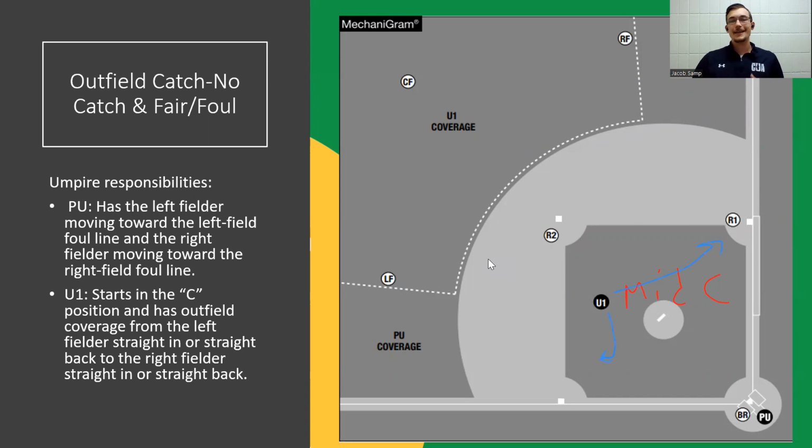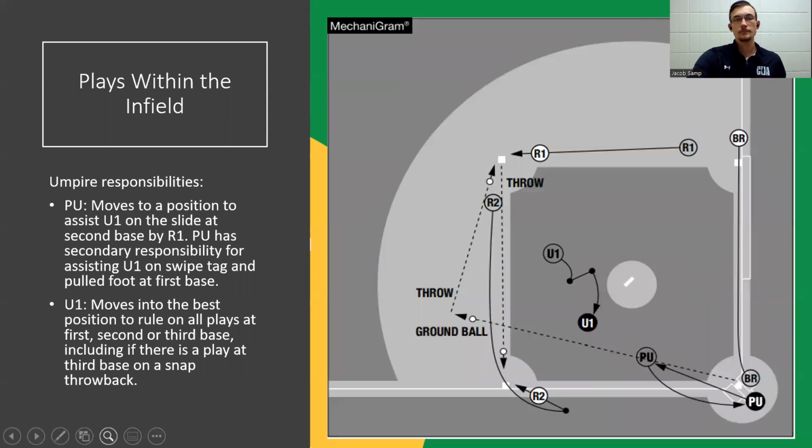Our outfield coverage is nothing different than what we talked about in our first lesson with runners on base. We got the wedge. The only time the plate umpire is going to have coverage for fly balls to the outfield is if a fielder goes to the foul line. On plays within the infield, U1, move with the play. That's the simple, easiest advice I can give. Move with the play. Let the ball take you to the play. Rely on your baseball knowledge.